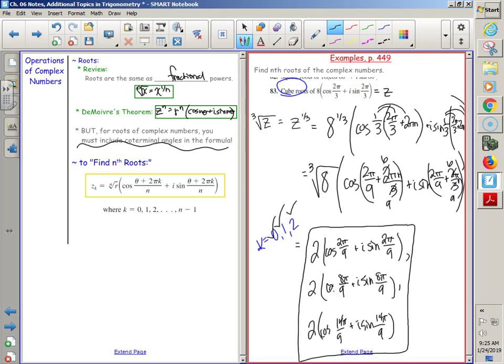Now, if they wanted us to write those in standard form, we totally could. We could plug into our calculator, and we could bring the 2 in, and we could get some decimals if they really want them, but that's enough.